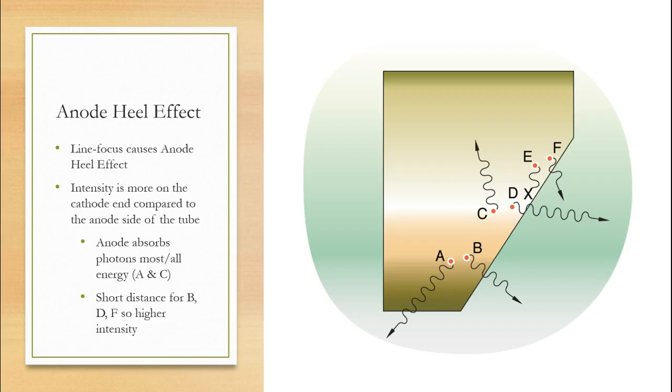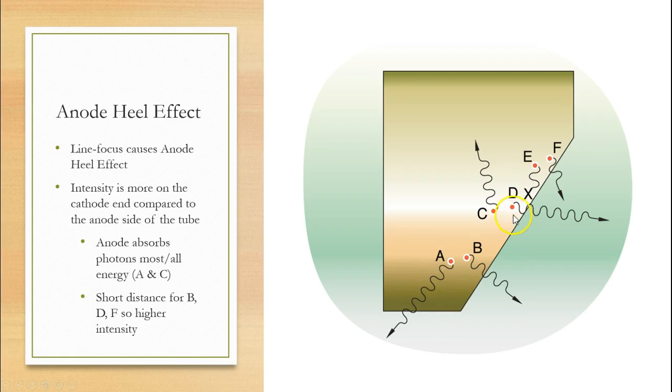Okay, so anode heel effect. This is a concept that you need to understand. So the line focus causes anode heel effect. So the intensity is more on the cathode end compared to the anode side of the tube. Now the reason is the anode absorbs photons, most or all of the energy. So if we look here, if we look at A and C, these may have enough energy to come out, okay? So it could absorb all or just some of the energy of the photon, okay?